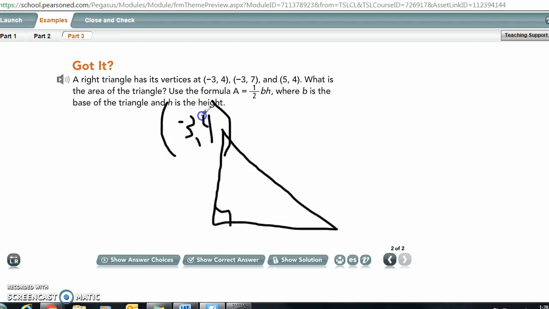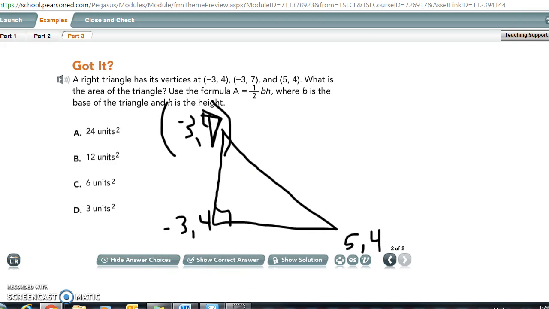And I know that this will be (-3, 7). This point right down here would be (-3, 4). And this point would be (5, 4). So go ahead and find the vertices of this, find the area, and here are your possible solutions.